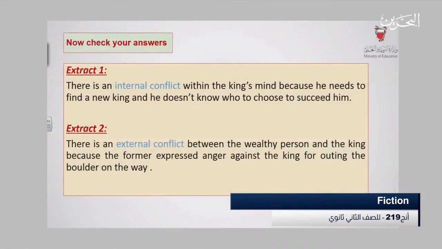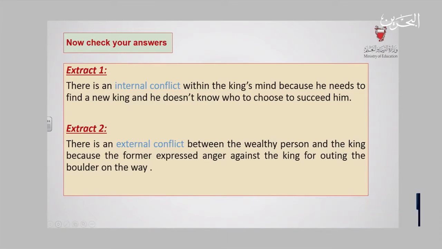Time is up. Let's check the answers. So, there is an internal conflict within the king's mind, because he needs to find a new king and he doesn't know who to choose to succeed him. So here is the internal conflict. He's thinking, he's having a problem, he's talking with himself. In extract 2, there is an external conflict between the wealthy person and the king, because the farmer expressed anger against the king for putting the blocker on the way. It's external. So the wealthy person is having a problem with the king.